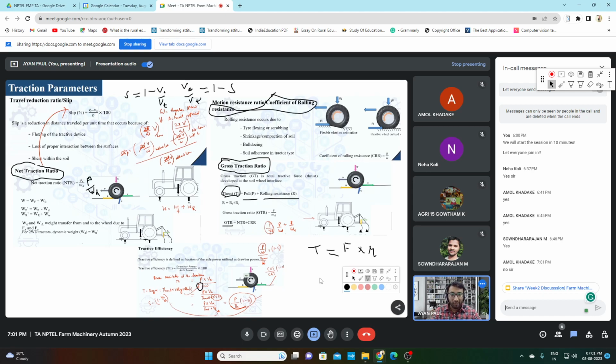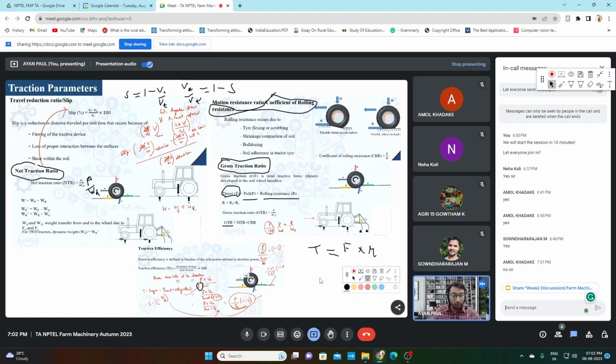Again I am repeating, there are 5 traction parameters. One is slip, second is coefficient of rolling resistance, third is net traction ratio, fourth is gross traction ratio, fifth is tractive efficiency. So what is slip? Slip is the percent reduction of your speed. Whenever there is a slip, there is a reduction in speed. Your theoretical speed is Vt and your actual speed is Va. So slip is Vt minus Va divided by Vt into 100 if we want to denote our slip in percentage. That is our first traction parameter.